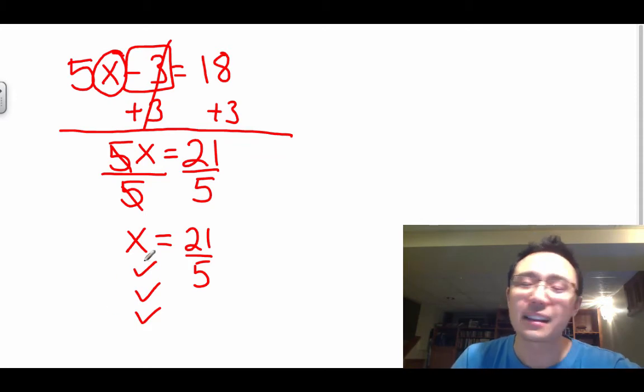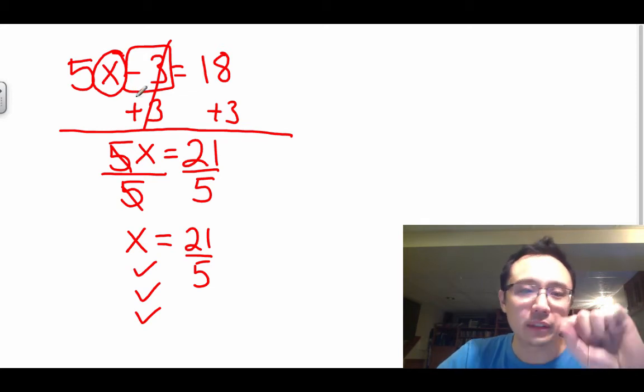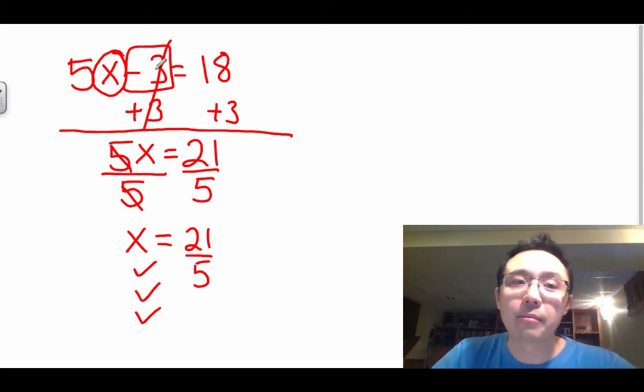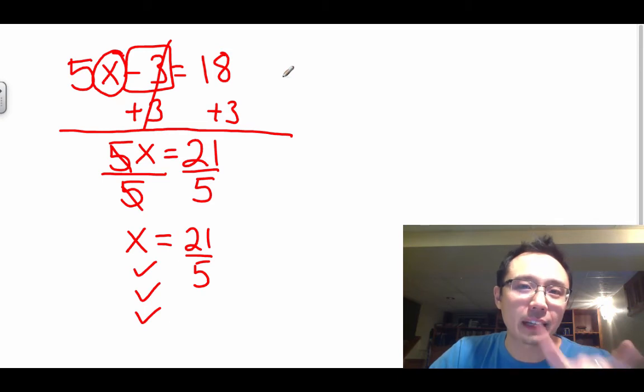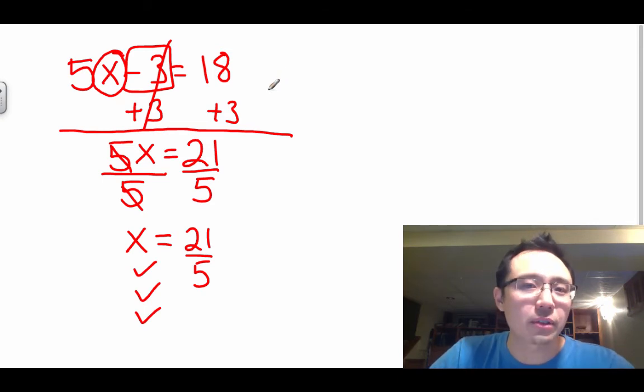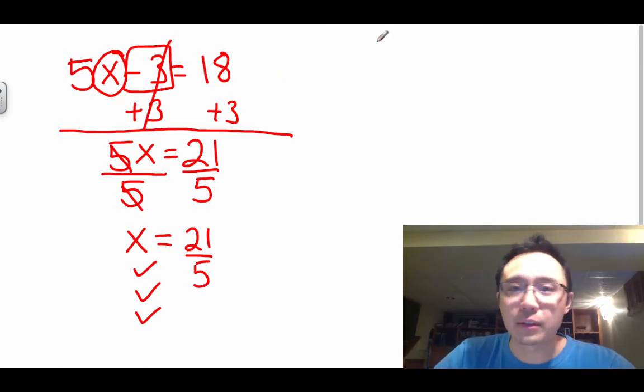So this is the second level. It's a little bit more complicated because you have an extra number, but tune into the next one where you have a number and a variable on both sides, and I can tell you what to do because it actually starts to make sense after this. Okay, so I'll see you in the next video.